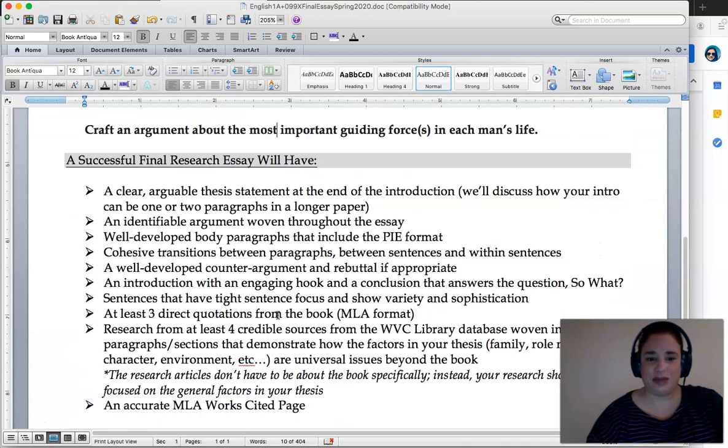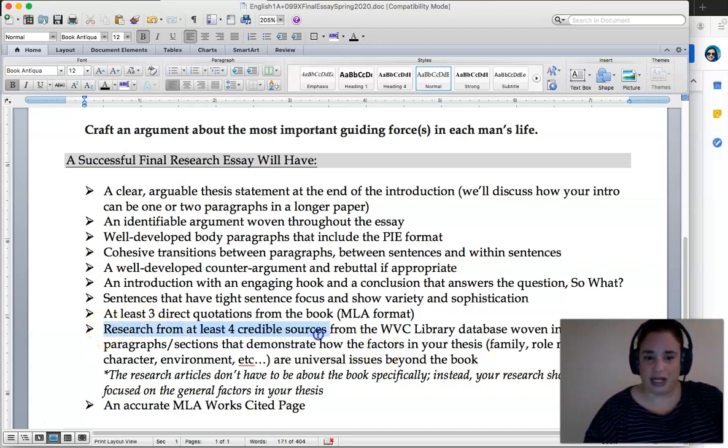And then this will seem similar to what we've been working on. There's only a couple of new things. So again, thesis, clear argument, PIE paragraphs, transitions. We're going to talk about a counter argument this time. Introduction, conclusion, clear sentences, 3 quotes from the book. So this is what's new this time.